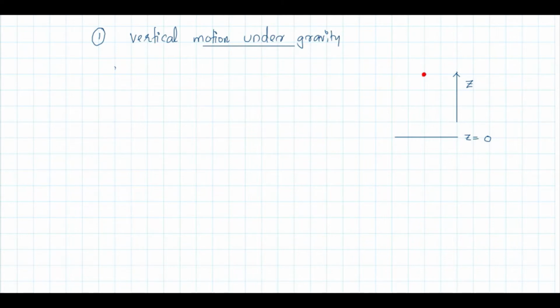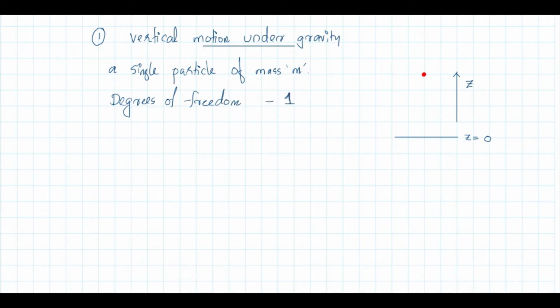So the system is now a single particle of mass m. There is a constraint that the system can move only along the z direction. It can be either upward or downward. The motion is restricted only along the z direction. So degrees of freedom is just one. The system has only 1 degree of freedom. It can move only along the z direction. That is the first step.